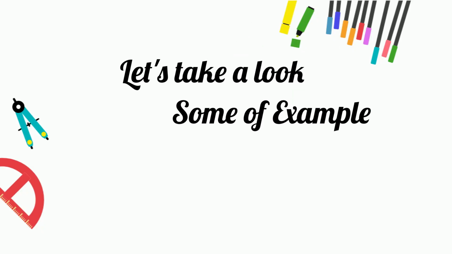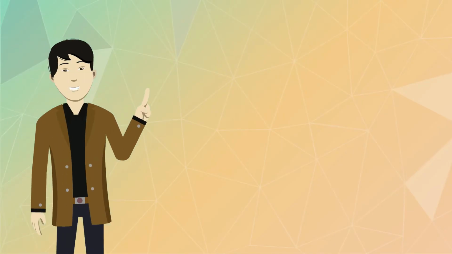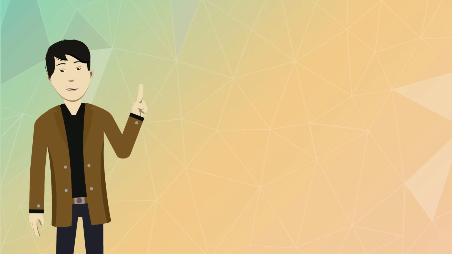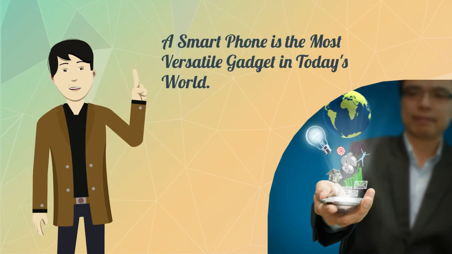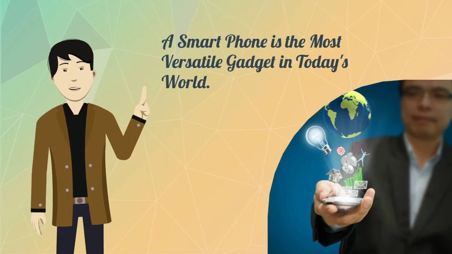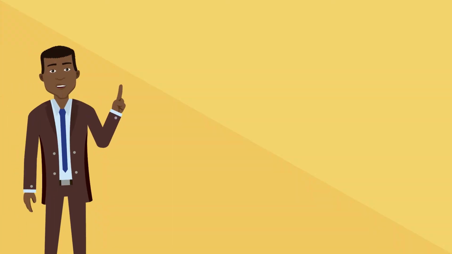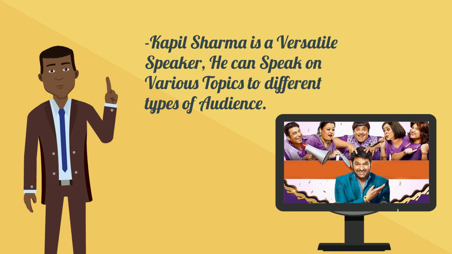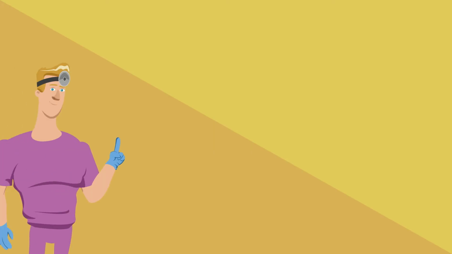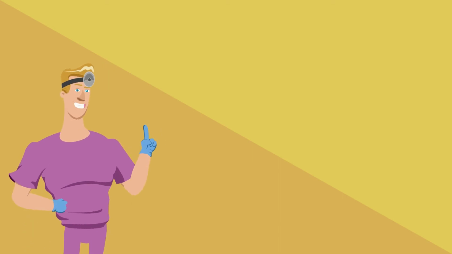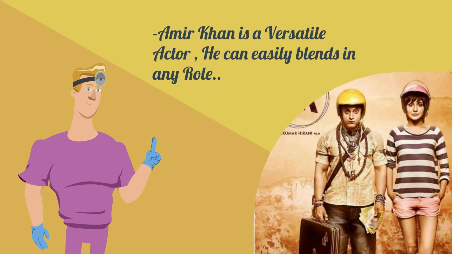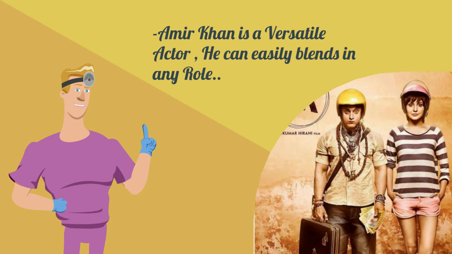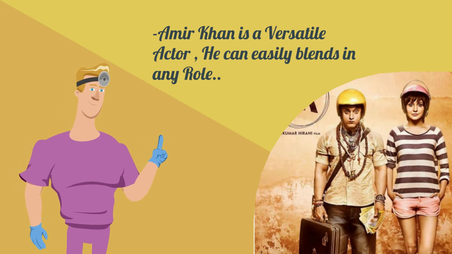Let's take a look at some examples for better understanding. The first example we have: a smartphone is the most versatile gadget in today's world. The second example we have: Kapil Sharma is a versatile speaker. He can speak on various topics to different types of audience. Another one we have: Aamir Khan is a versatile actor. He can easily blend in any role.